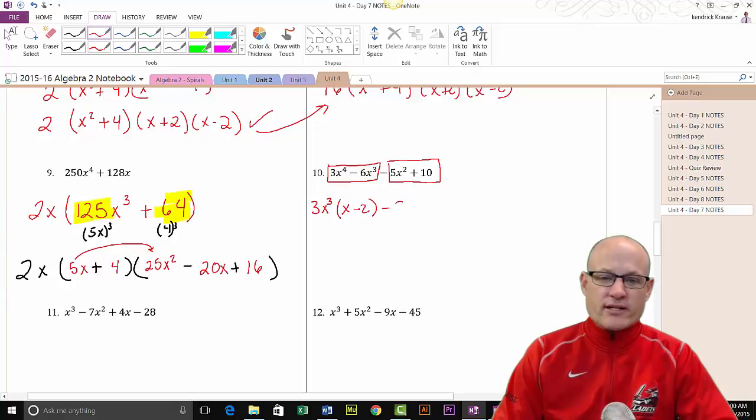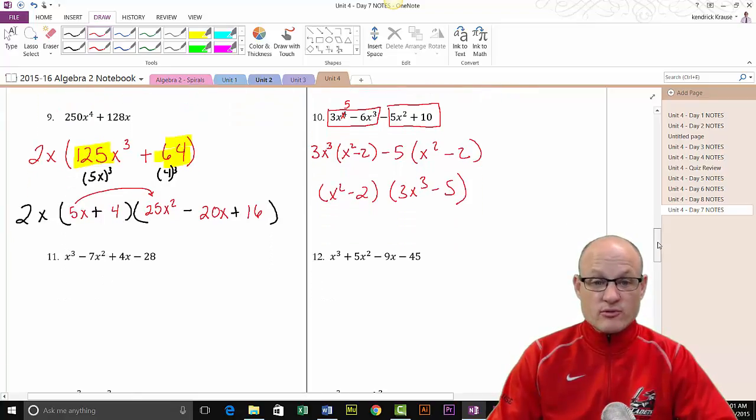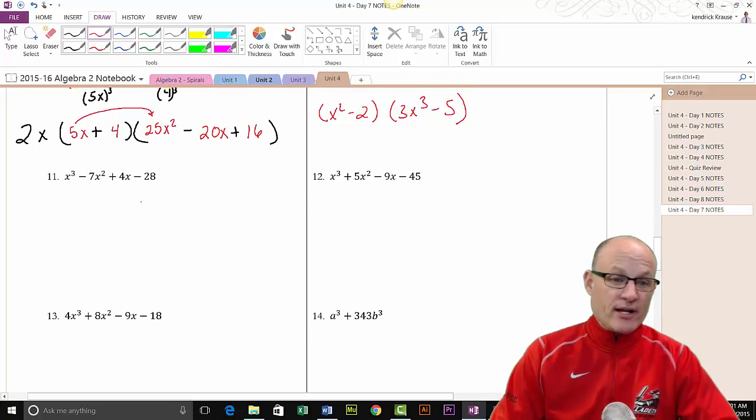Weird. Because the only thing I can take out here is 5, and I'm left with x squared minus 2. But these are supposed to match. So perhaps this should have been a 5. So if that's a 5, I can still only take out, that's x squared minus 2. So I get x squared minus 2, 3x cubed minus 5. All right, that's it. Those aren't a difference of perfect cubes, so you're done. Hopefully I don't run into any more problems. I thought I got rid of all the problems.